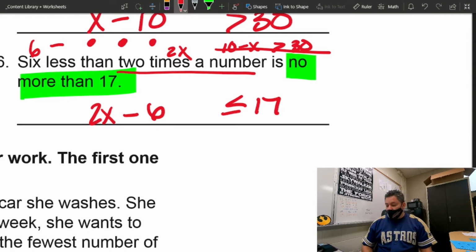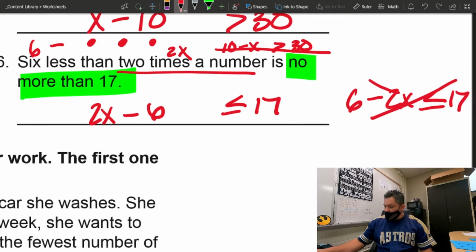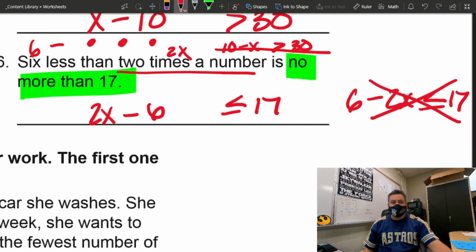No. If you write 6 minus 2x, this is wrong, because you're not taking 2 times a number away from 6. Whenever you have negatives, read them 2, 3 times if you need to. It's very crucial that you do.